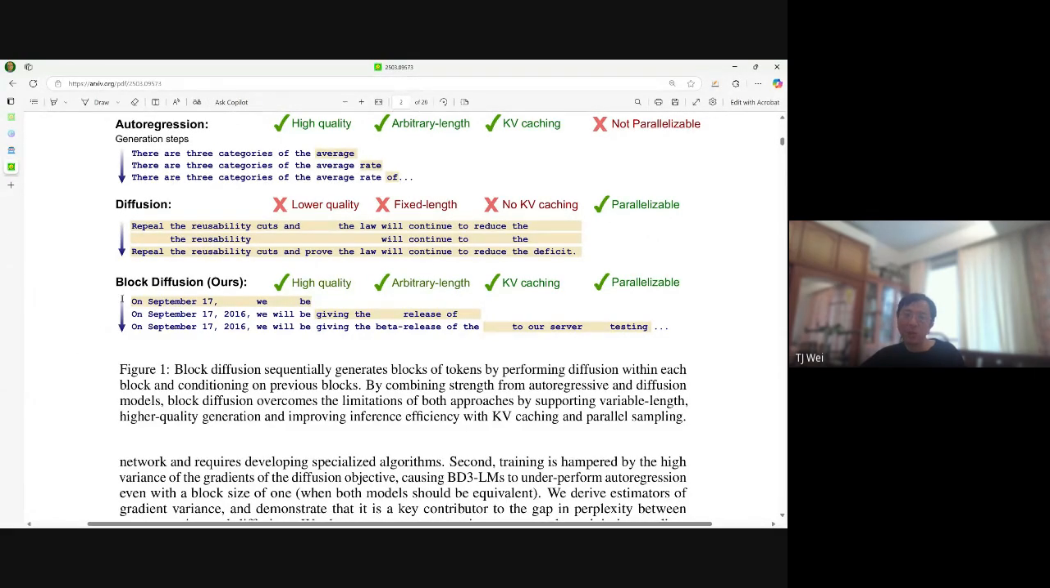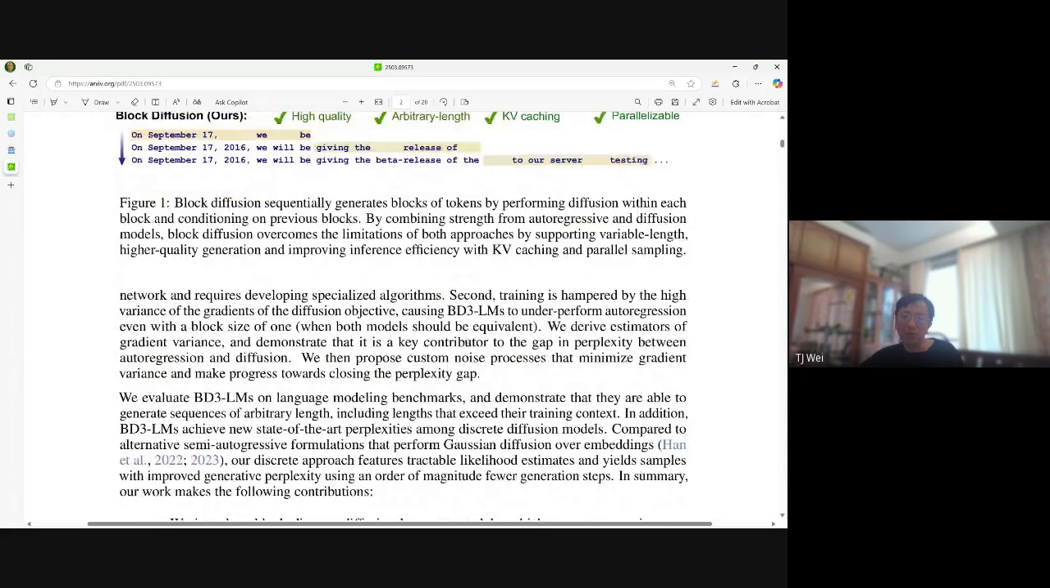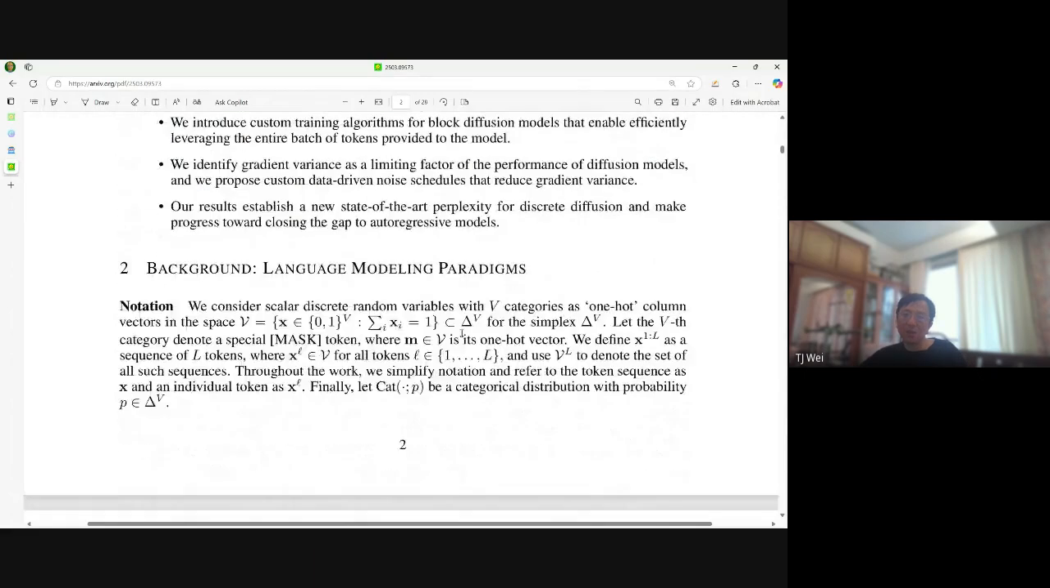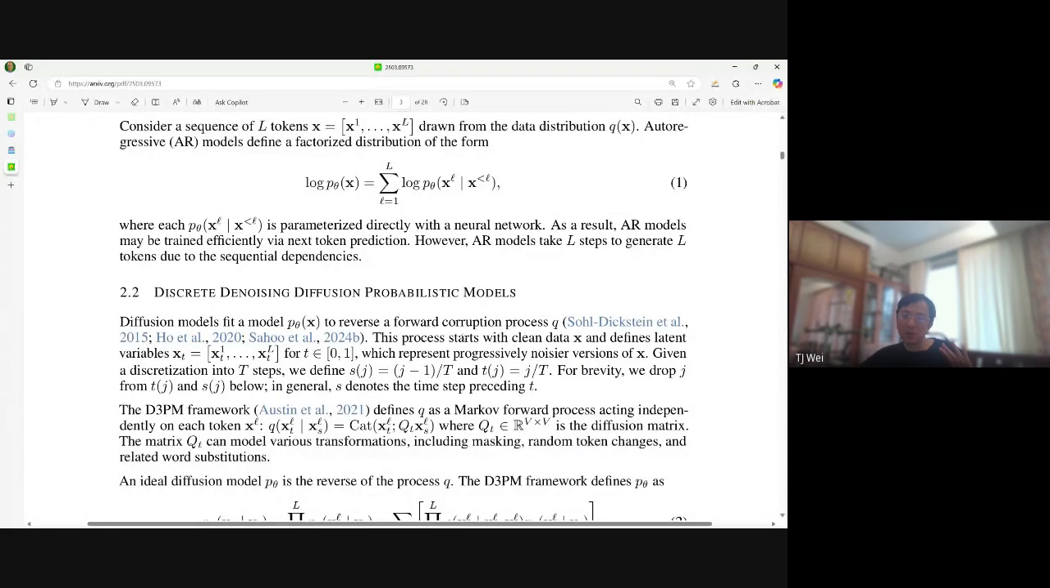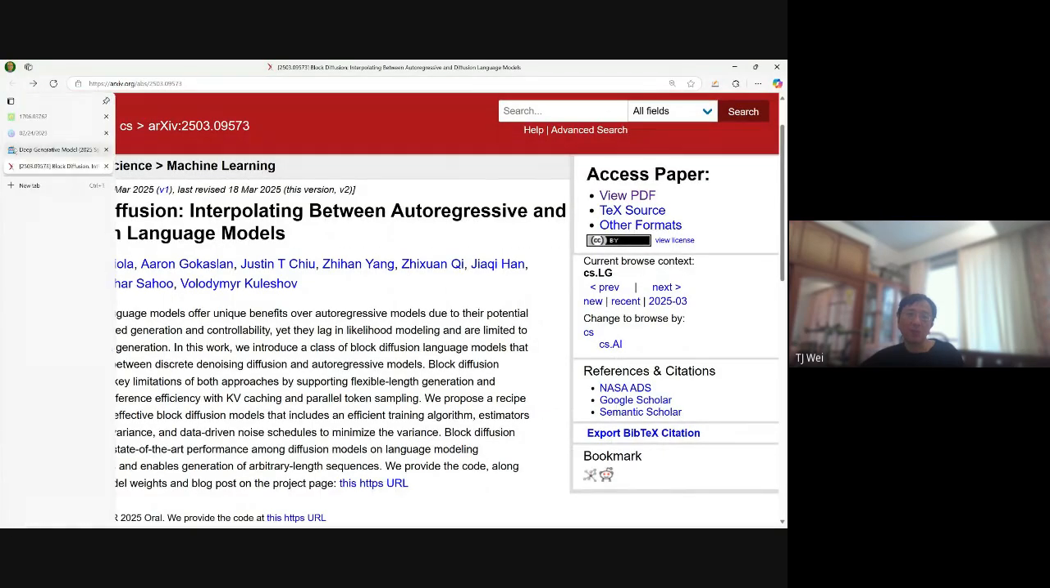So by using block diffusion, basically you have several blocks, each block is a diffusion model, and then it can have the benefits of both methods. That is using the autoregressive principle together with the diffusion model. Okay, so that's a mention of some of the studies.